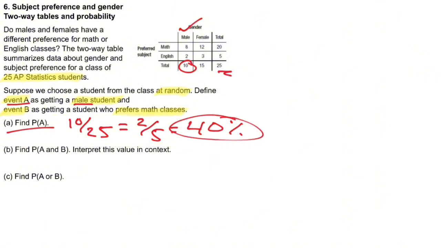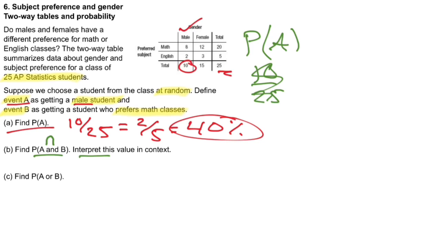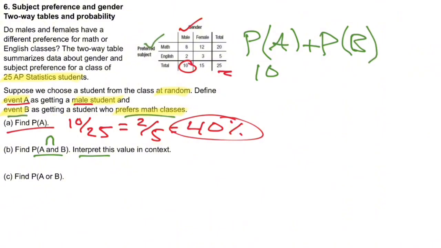Number 2, find the probability of A and B, and then interpret this value in the context. So that is going to be the intersection, also denoted by the upside down U. Now, just using the formula first, we would take the probability of event A, which we just got to be 10 out of 25. We don't need to do the fraction part yet. And then the probability of event B, which is getting a student who prefers math class. So there is math class, and there is 20 right there in that grouping.